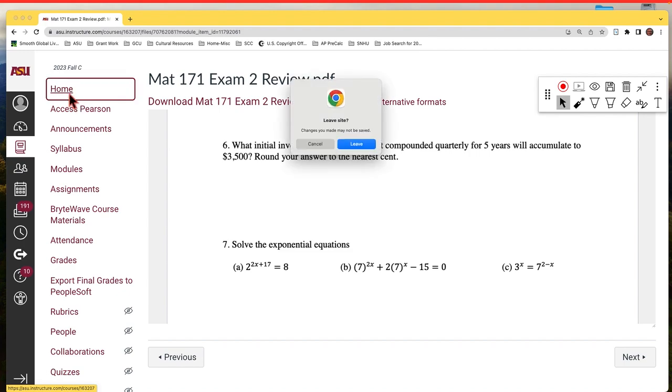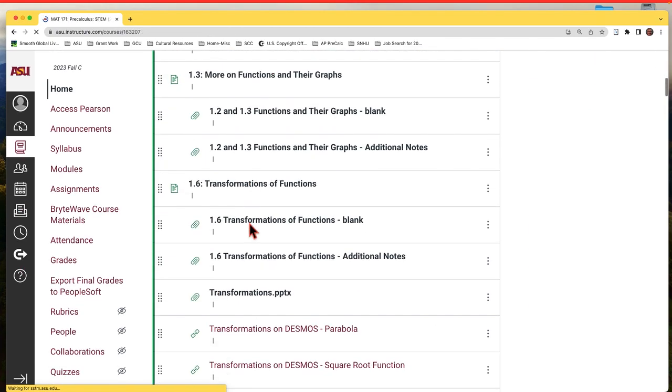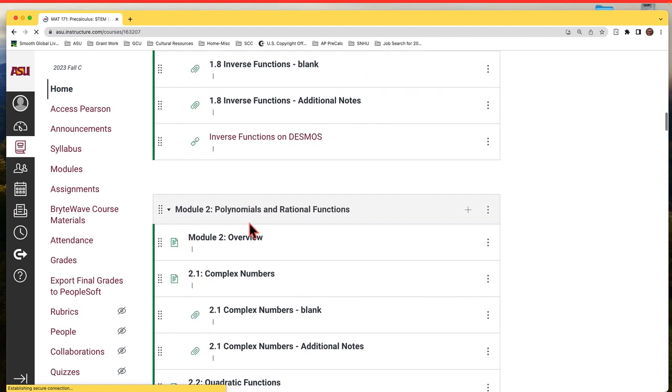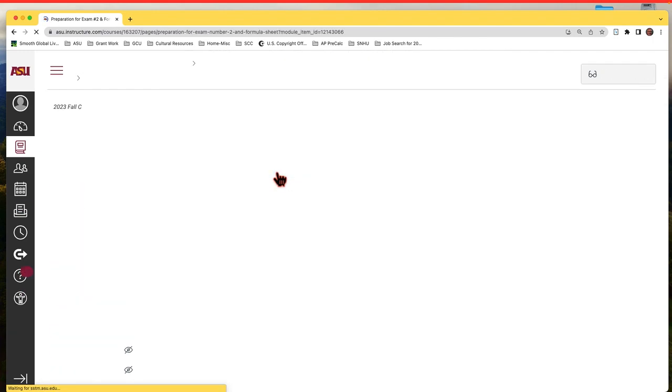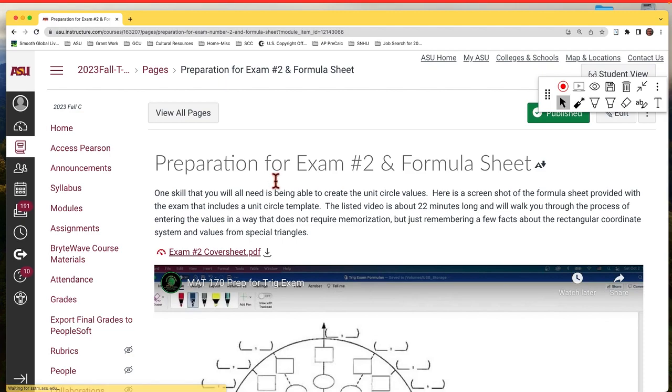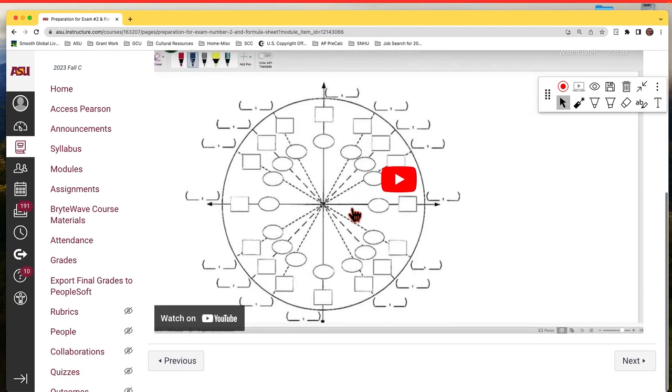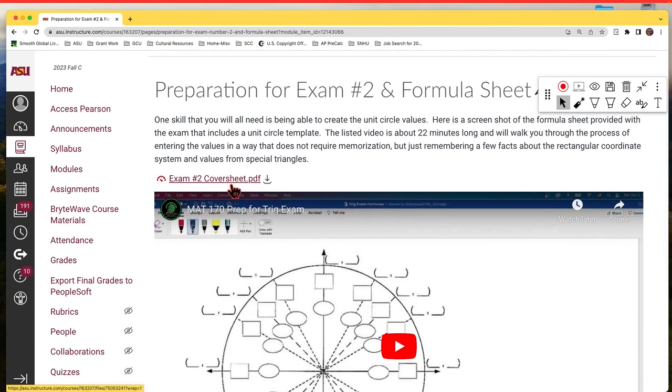So along with this, here we go. I should have started off here. So exam 2, there is this review. There's review solutions. I also put the formula sheets. This is the cover page for the exam. Cover sheet. And also, I just want to highlight, we give you a template for the unit circle, but it's not filled in. You're going to have to be able to do it.